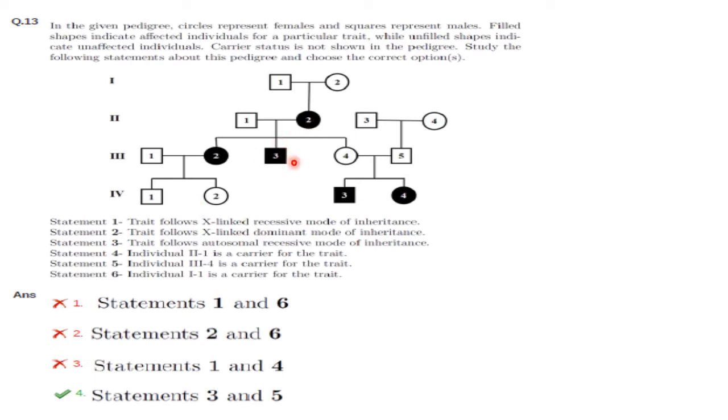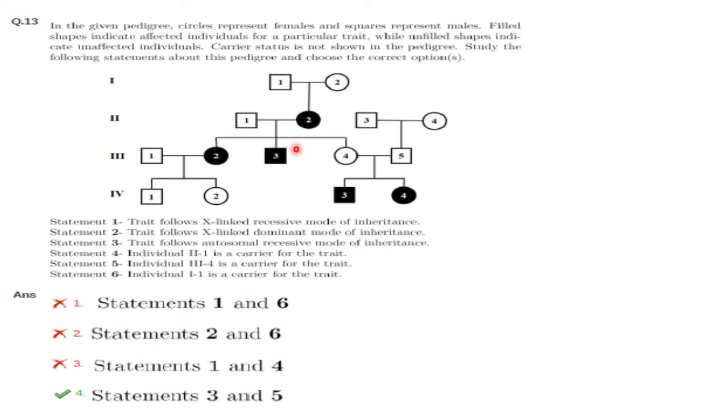Already I told you, mating between affected individuals produces 100% affected offspring. So if there is mating between affected individuals, these two, if there is a mating between 3 and 4 over here, then you will get 100% affected offspring. Then unaffected parents can produce affected offspring, that is in heterozygous condition. So if this parent is heterozygous, it is producing offspring. Okay, so 2 and 3 are being produced.